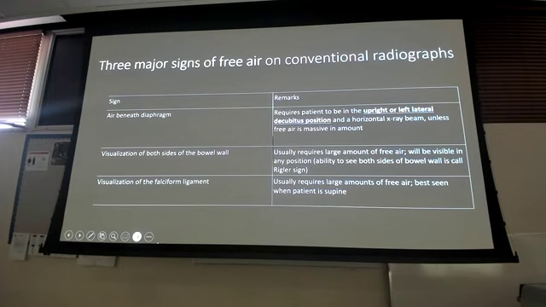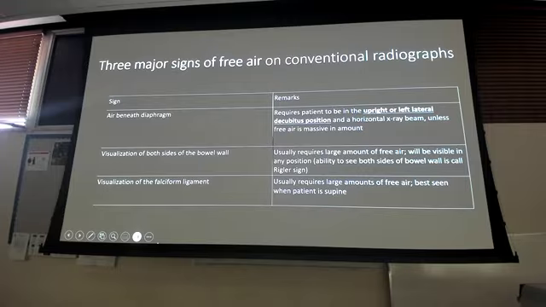So that's why in a pleural effusion, you can do a left or right lateral depending on what you're measuring. In looking for air beneath the diaphragm, you can only do a left lateral decubitus. Does that make sense? All right.